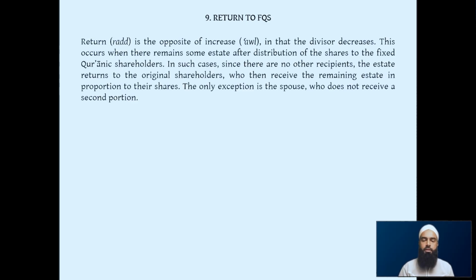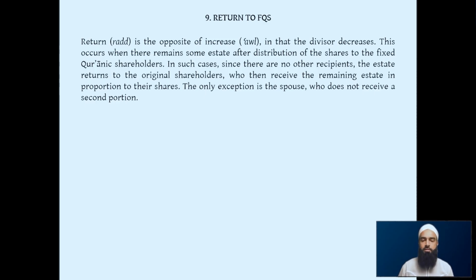So if we see here, the return, meaning Rad, is the opposite of increase, awl, which we've done previously, where we increase the divisor. Here in Rad, it's in essence decreasing the divisor. So in that, the divisor decreases. This occurs when there remains some estate after distribution of the shares to the fixed Quranic shareholders. So you've given out all the shares to the fixed Quranic shareholders, and there now remains still some more. What do you do in that case?